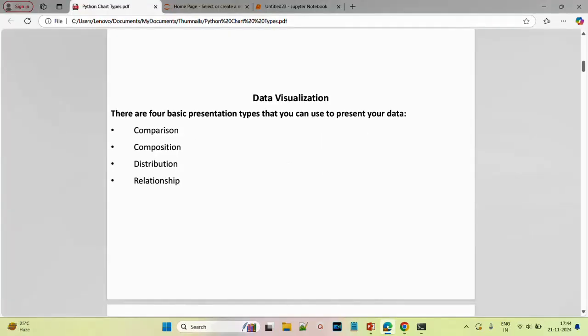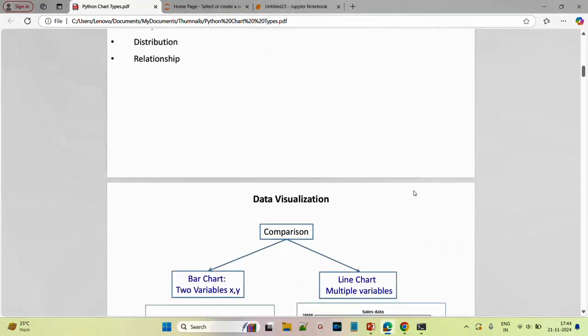For deciding the best chart for the data presentation, first of all, you have to find out the purpose of the data presentation. And for that purpose, you have to consider the four basic presentation types: comparison, composition, distribution and relationship. First of all, we check the comparison.